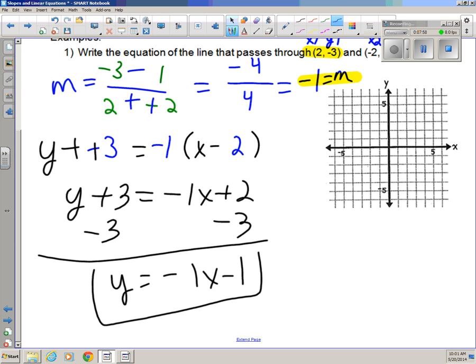And then I graph that line. Begin at -1. My slope is down 1 to the right 1 or up 1 to the left 1. And there's the equation graphed.